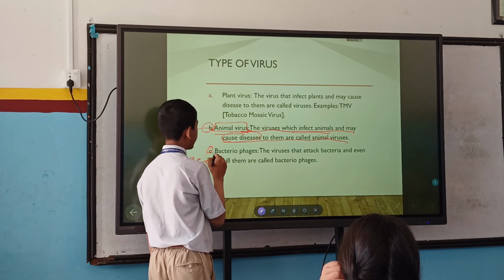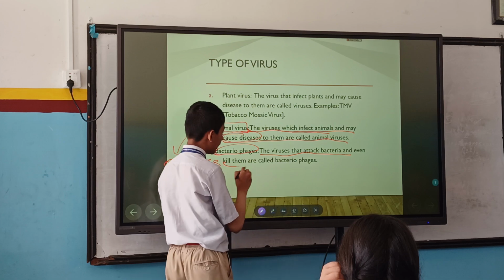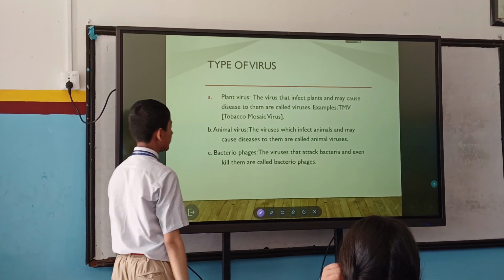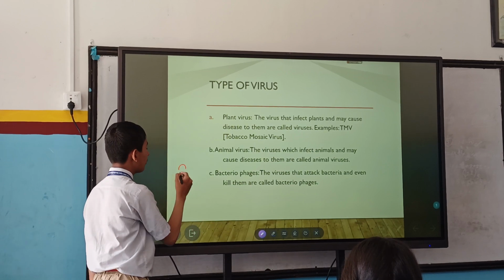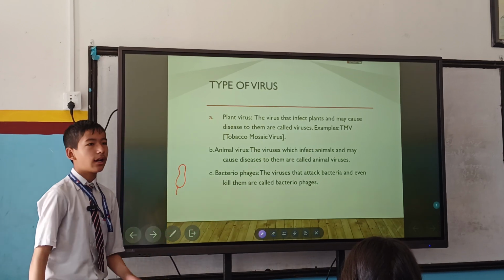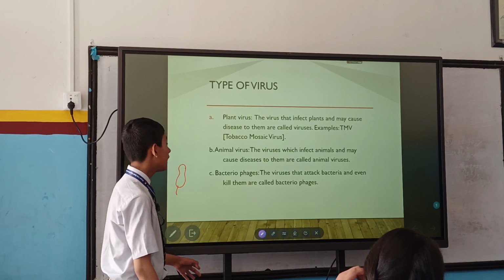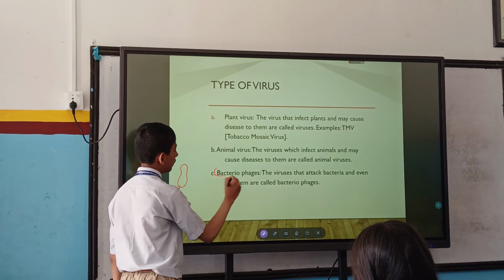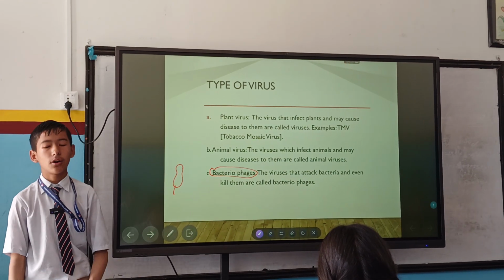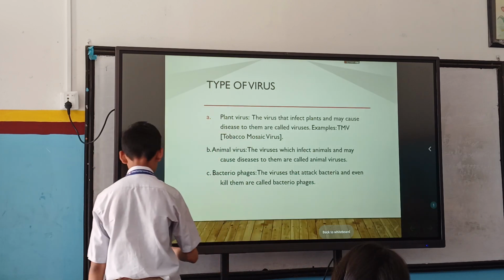And C is given about bacteriophages. The virus that attacks bacteria and even kills them are called bacteriophages. We have studied about bacteria, and the bacteria that are found in our body or in any organism are killed by a virus called bacteriophage. The virus that kills or harms the bacteria is called a bacteriophage. The third slide is over.